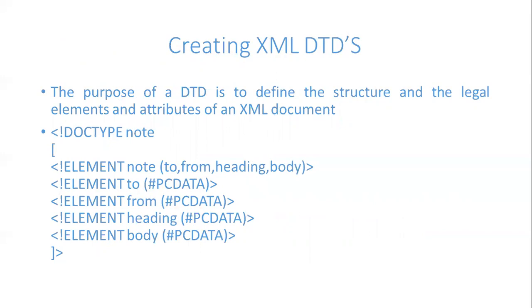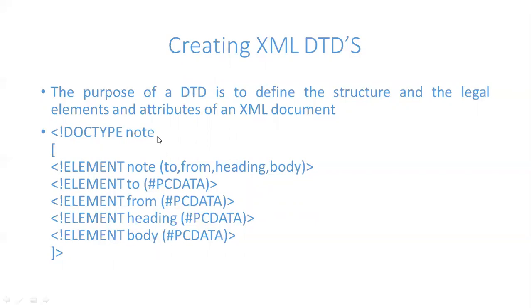Now, there is something called a document type definition. The purpose of a document type definition is to define the structure and the legal elements and attributes of an XML document. So what we can conclude here is that an XML document needs a DTD. Why does it need a DTD? Because we need to define what kind of document it is and what the elements of the XML are. Now, how do we define a document type definition? You can just check over here.